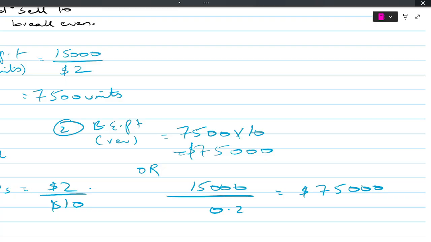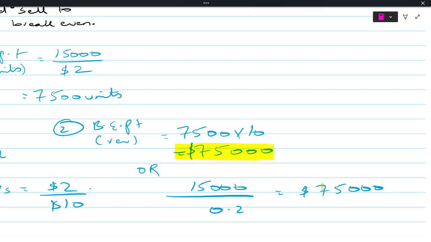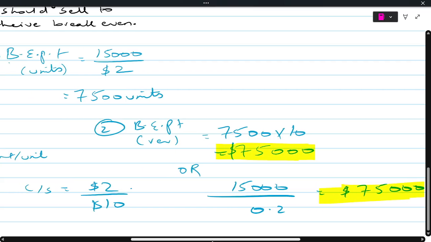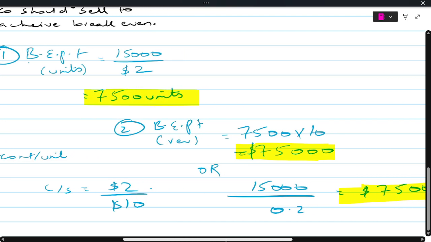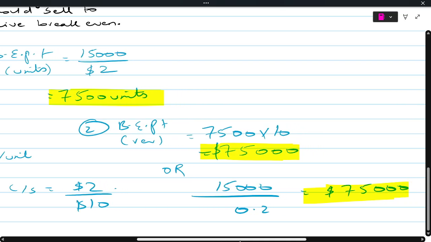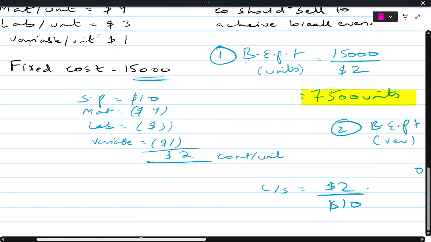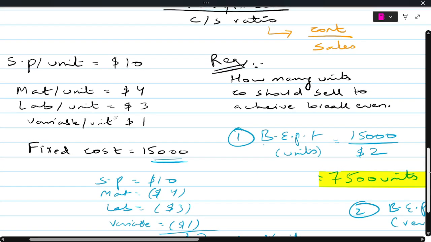So either you use this formula or you use the other one. You can see that we are getting the same answer, which is 75,000 and 75,000. All right, is that clear? And the units were 7,500 units. Okay, so 7,500 units to achieve the break even, and $75,000 worth of sales to achieve the break even. Okay, so this was the way to calculate your break even point.